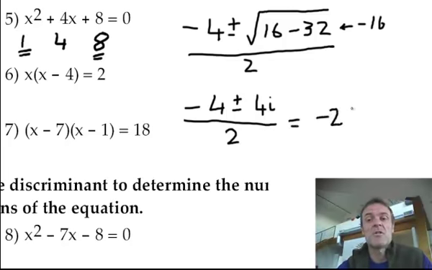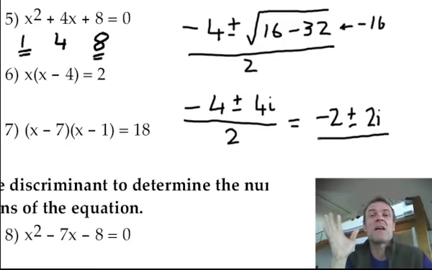Negative 2 plus or minus 2i. And that's it for the one that's imaginary. That's not too bad. Probably easier than some of the other ones.